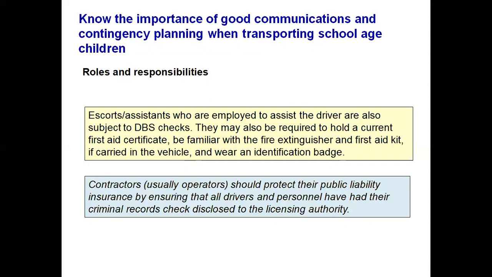Contractors, which is usually the operator, they're the ones that normally tender for jobs through the LEA, should protect their public liability insurance by ensuring that all drivers and personnel have their criminal records check disclosed to the licensing authority. So as we said, you have an enhanced DBS check.